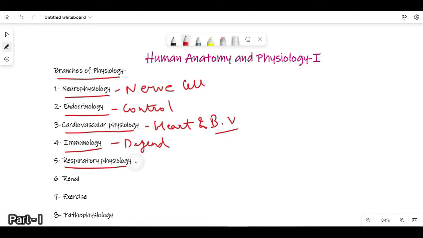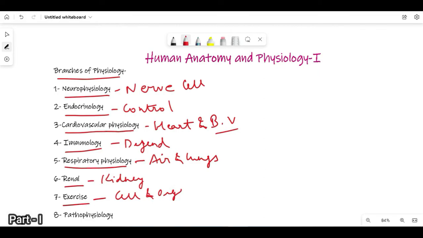The fifth one is respiratory physiology. It is the study of the functions of the air passageway and the lungs. The sixth one is renal physiology. It is the study of the function of the kidney. The seventh one is exercise physiology. It is the study of the change in cell and organ function as a result of muscular activity.